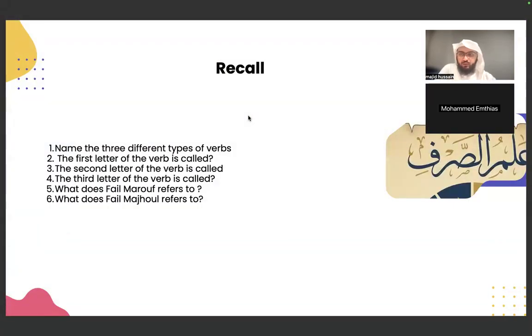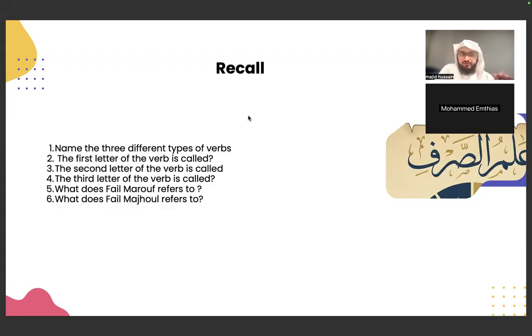A quick question. What are the three different types of verbs in the Arabic language? These are the Al-Madi, the past tense, and then Mudari, which is the present and the future, and then the last is the command, Amr.